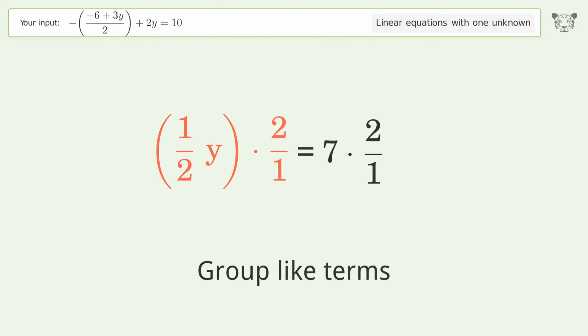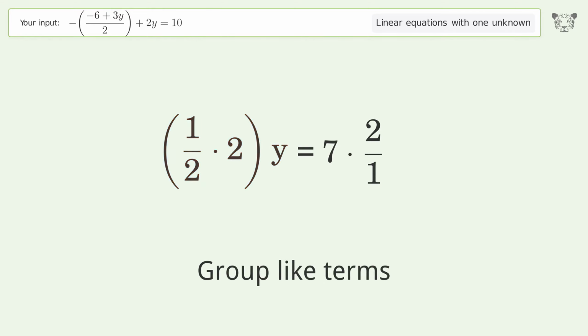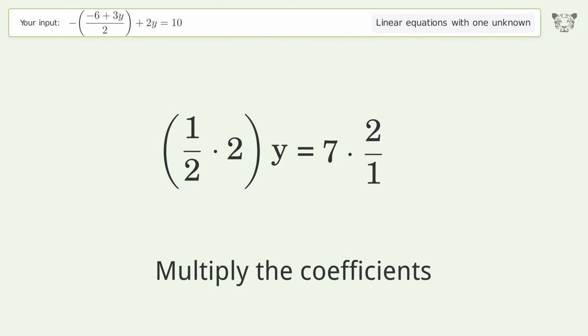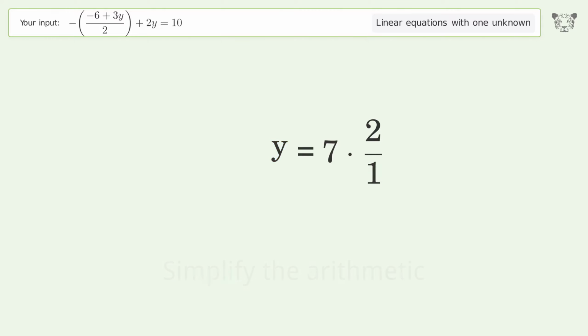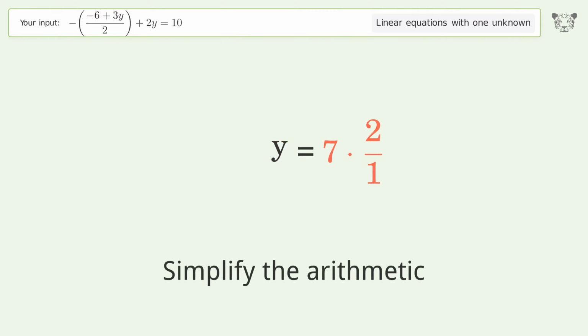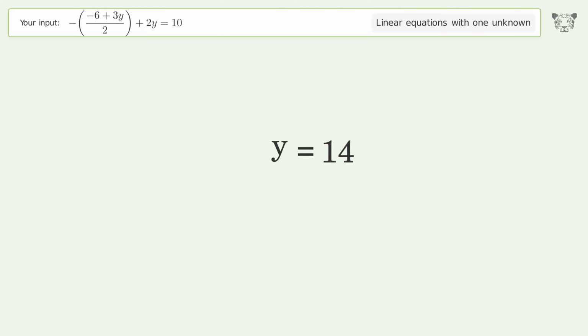Group like terms. Multiply the coefficients. Simplify the fraction. Simplify the arithmetic. And so the final result is y equals 14.